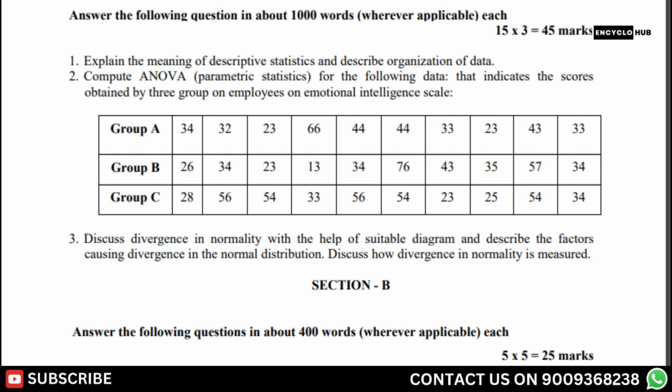Now question. Answer the following question in about 1,000 words each. 15 times 3 is equal to 45 marks. 10. Steps of evaluating data in qualitative research. 11. Discourse analysis. 12. Strengths and weaknesses of field experiment.